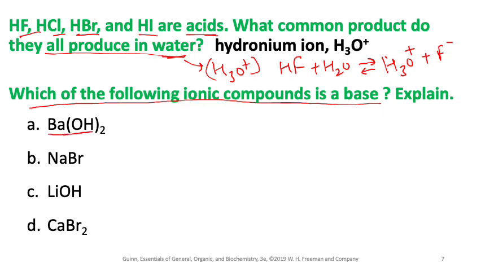With the first one, barium hydroxide, how would I know this is a base? This is a base because it has hydroxide ion. When you dissolve this in water, you're going to get barium +2 and hydroxide ion. And because you are producing hydroxide ion when you dissolve it in water, this is a base.